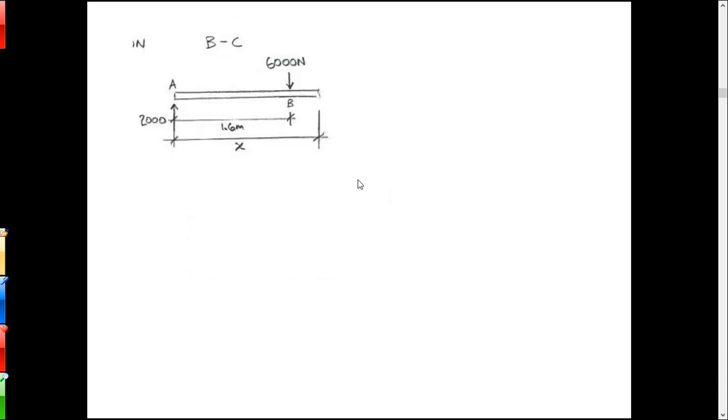All right, let's have a look here from B to C. Now once you get past B, you pick up that 6,000 Newton load. So we'll start at A, measure to the right, we'll call that X. That's the convention, okay? So now we're just looking anywhere between B and C. That distance from A to B is 1.6. So that'll go in as a number, and then I've got a variable from A to wherever I'm making my cut.